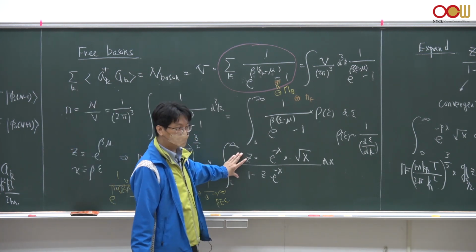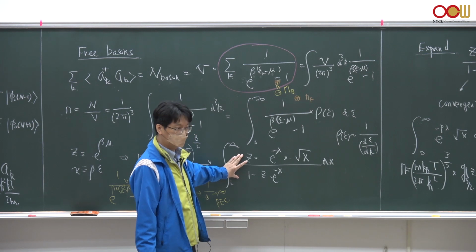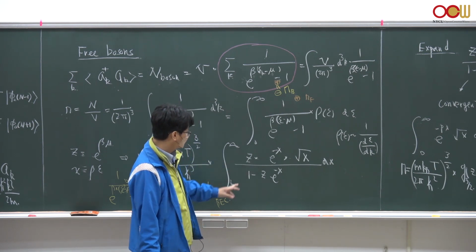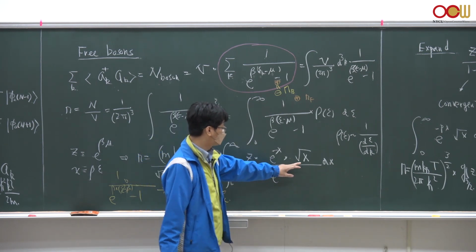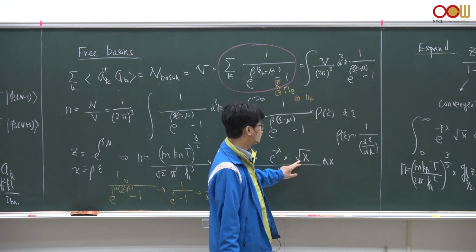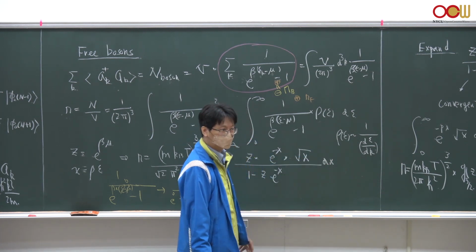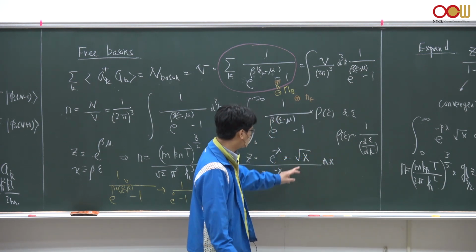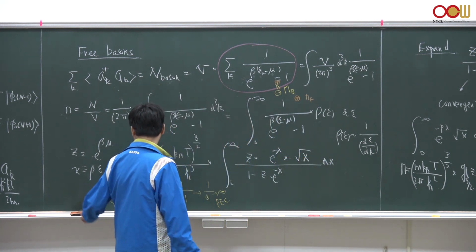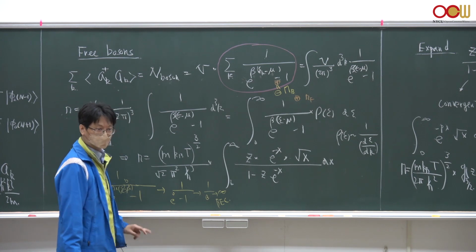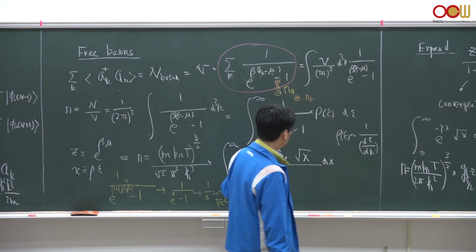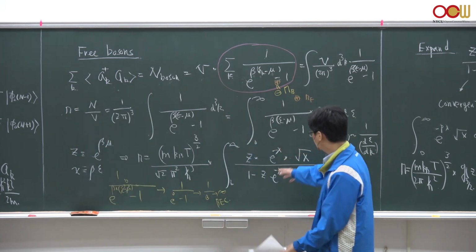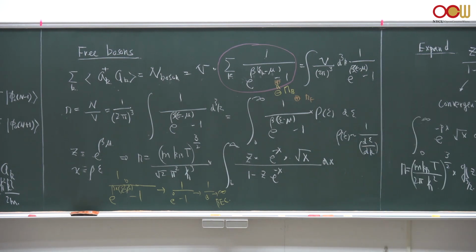So we will focus on the evaluation of this integral, which carries a square root of x dependence, because this is a three-dimensional system. If you evaluate the density of states for free bosons, you get square root of epsilon, that's your density of states, and you change variables and you get to this integral.